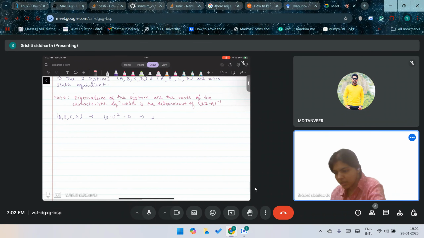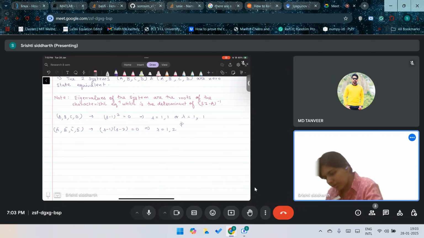So this implies lambda is 1 or 1. And then for the second system, we have s minus 1 and s minus 2. This implies that these are not equal. So this implies that the two systems are not algebraically equivalent.